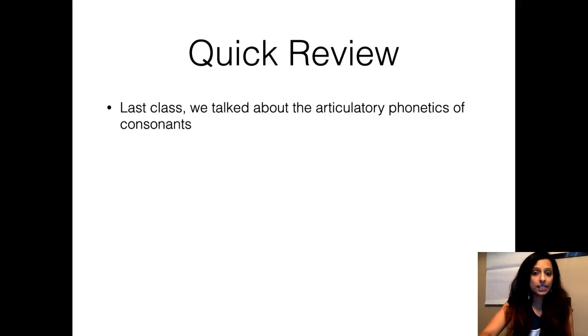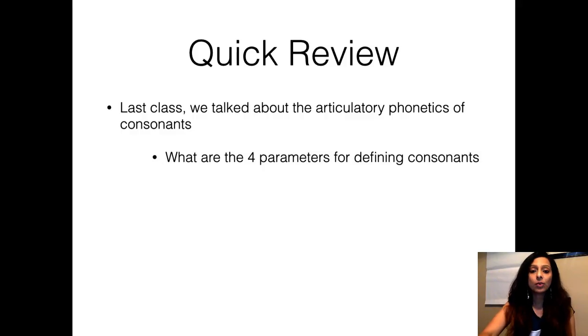we started talking about the articulatory phonetics of consonants, and we saw that there are 4 parameters for defining consonants. So can you tell me what the 4 parameters of defining consonants are? Yes, the 4 parameters of defining consonants are nasality: a consonant can either be nasal or oral. The voicing parameter: the consonant can be either voiced or voiceless. And then we can also define a consonant on the basis of their place of articulation and their manner of articulation.